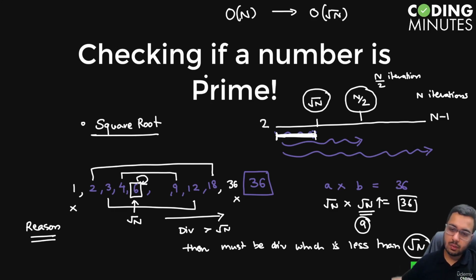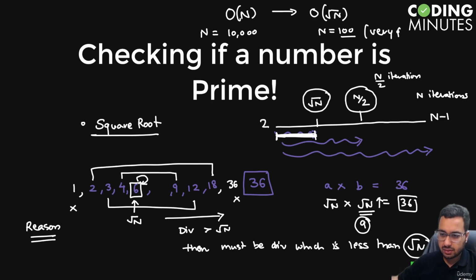Let's say n is 10,000. Then it will take just 100 iterations to check if a number is prime or not, because the root of this number is just 100. So you can see this is going to be very fast. In one case you are doing 10,000 iterations, in another case you're just doing 100 iterations. So this effectively reduces the complexity a lot. But there are other ways also.